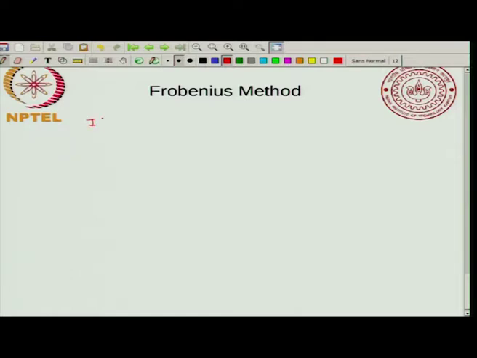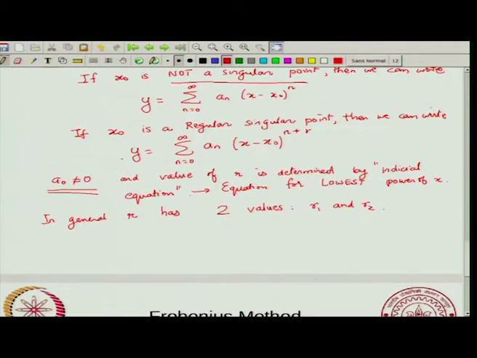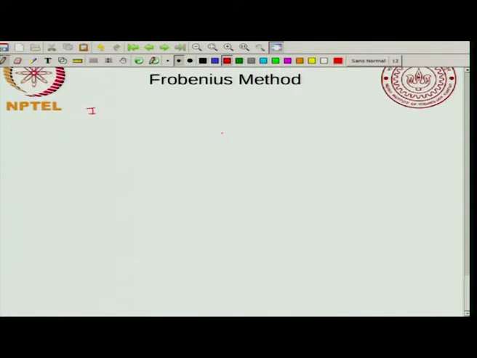So this method is called the Frobenius method. It is where you use this form of the solution, where you use x minus x0 raised to n plus r. That is called the Frobenius method, and it can only be applied to regular singular points. And what we said is that you will get two values of r. So there are three cases.